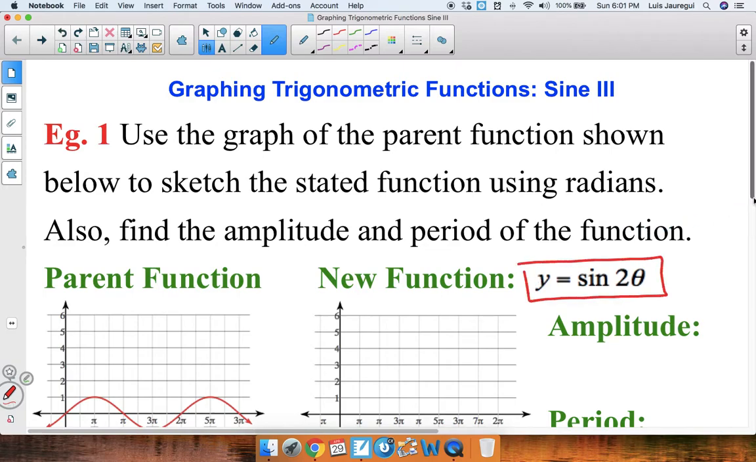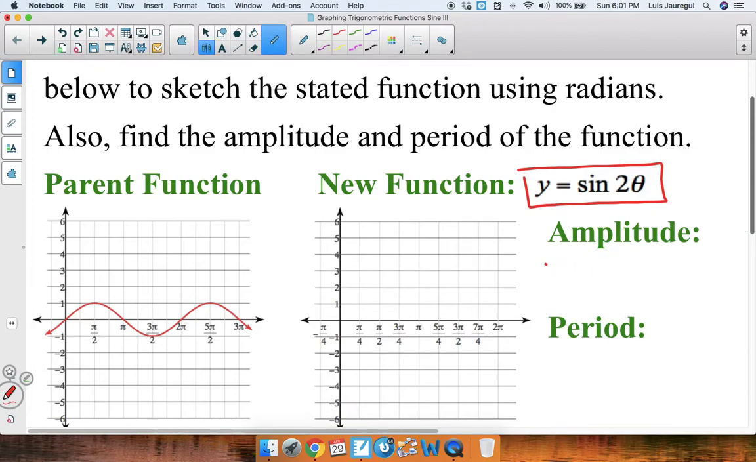So let's go ahead and figure out what is the amplitude. Recall that the amplitude is the distance between the midline and the maximum, or the distance between the midline and the minimum of the function. In this case, we're going to find the amplitude by taking the absolute value of the coefficient of sine. Notice that sine has a coefficient of 1, which is implicit in there. So the amplitude is the absolute value of 1, which happens to be 1.